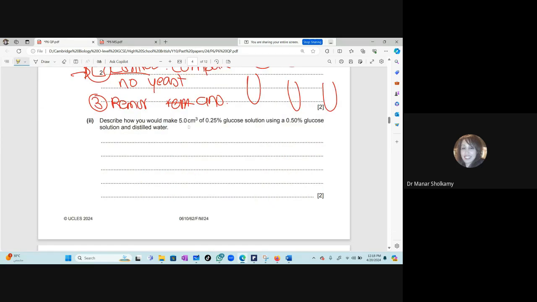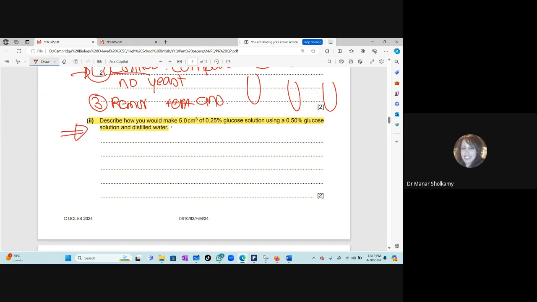Describe how you would make 5 cm³ of 0.25% glucose solution using a 5% glucose solution and distilled water. Now, this is a critical thinking question. First, you will read the question and tell me you don't understand, because I received a lot of students sending me messages on WhatsApp about this question, maybe around nine students. You have to expect that you will get something different on every exam.